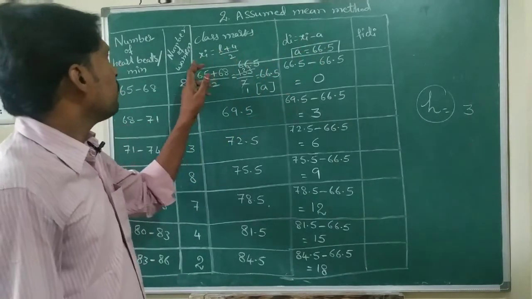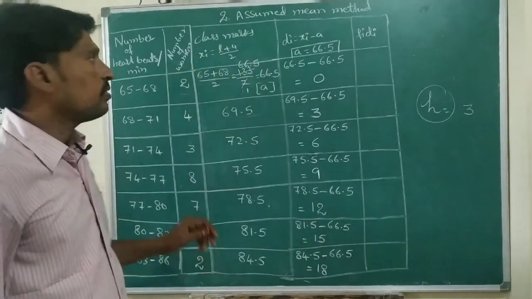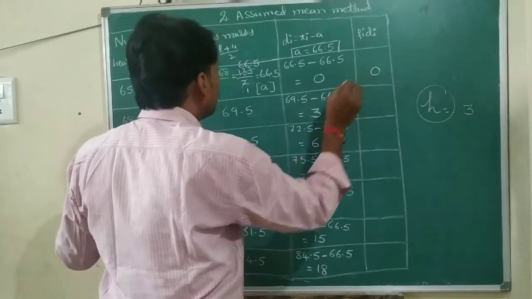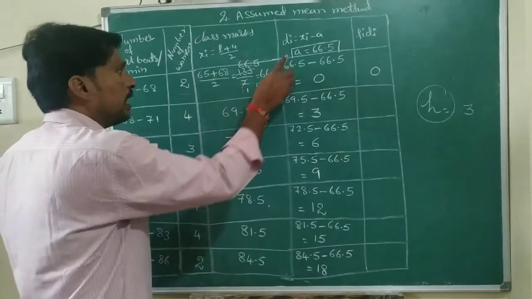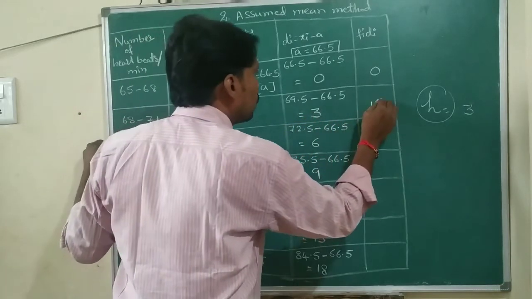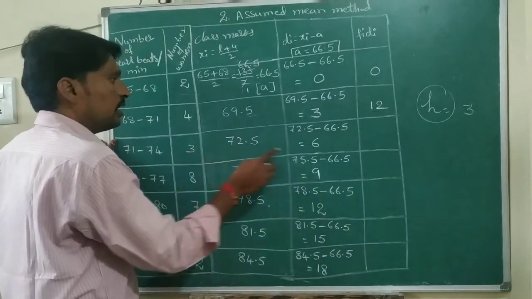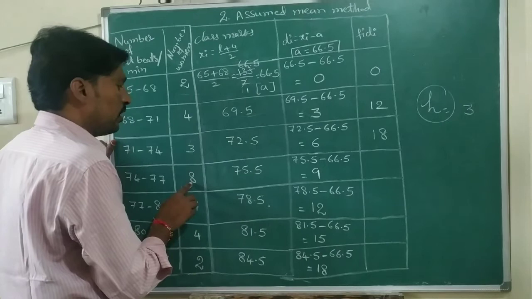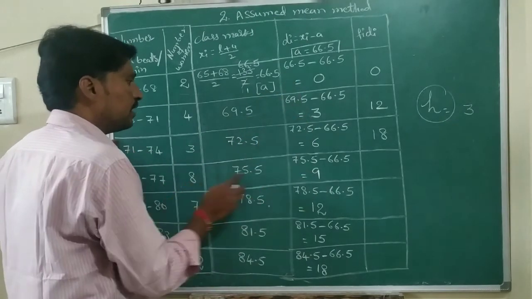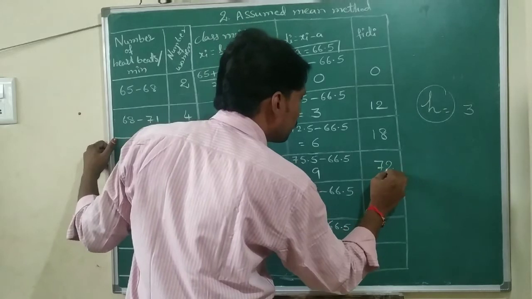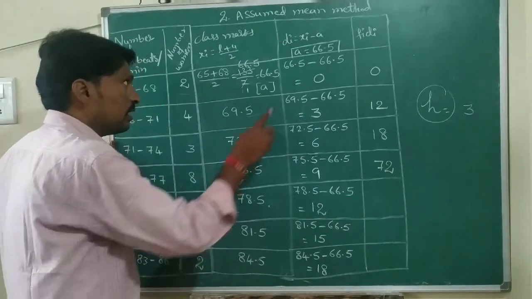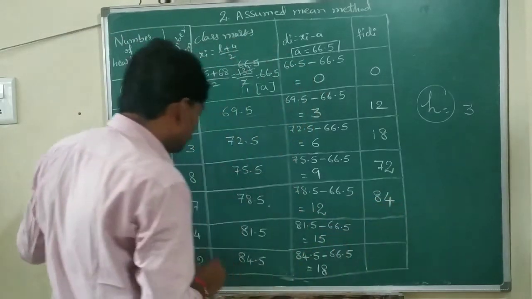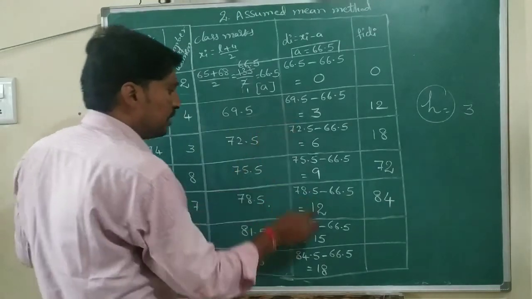Now we need to multiply frequency and di. The first frequency is 2, di is 0; 2 into 0 is 0. Next frequency is 4 and di is 3; 4 3s are 12. Next, 3 into 6: 3 6s are 18. Next frequency is 8, di is 9; 8 into 9 is 72. Next frequency is 7, di is 12; 7 into 12 is 84. Next fi is 4 and di is 15; 4 into 15 is 60.